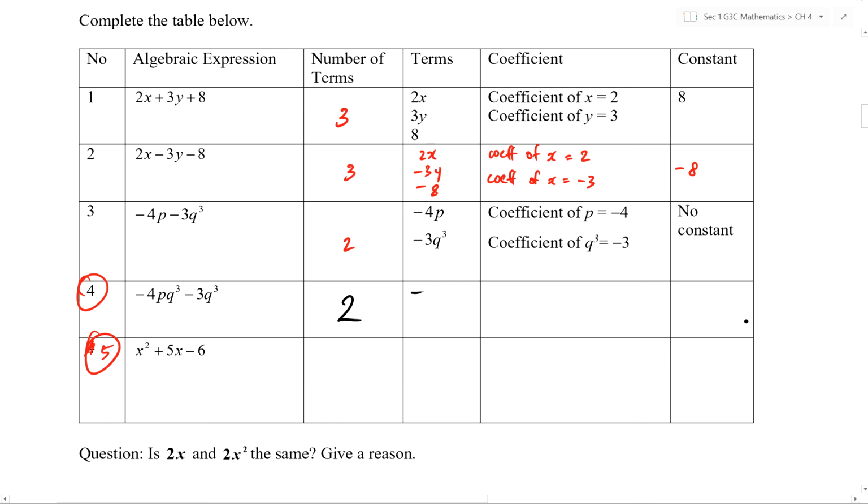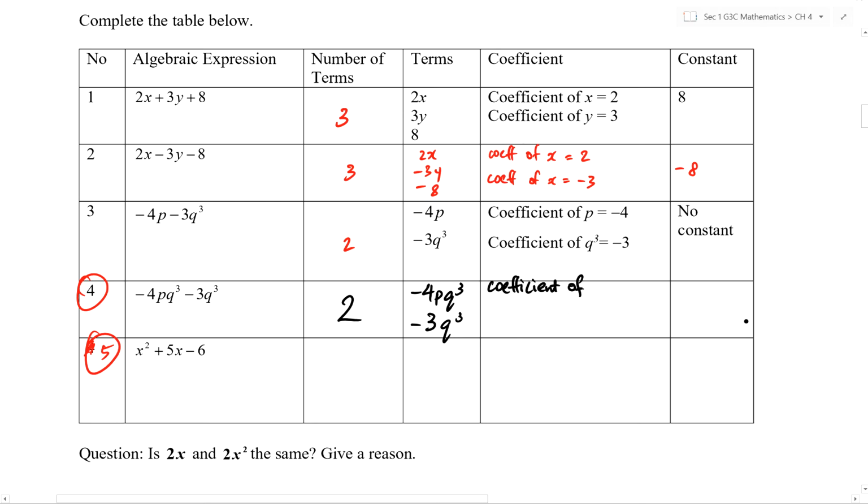They are negative 4pq cubed. So the term includes the number in front of it. What is the name of this number? Starts with C. Coefficient. The coefficient includes the sign, which in this case is negative. So the other term is negative 3q cubed. Okay? So these are the 2 terms.